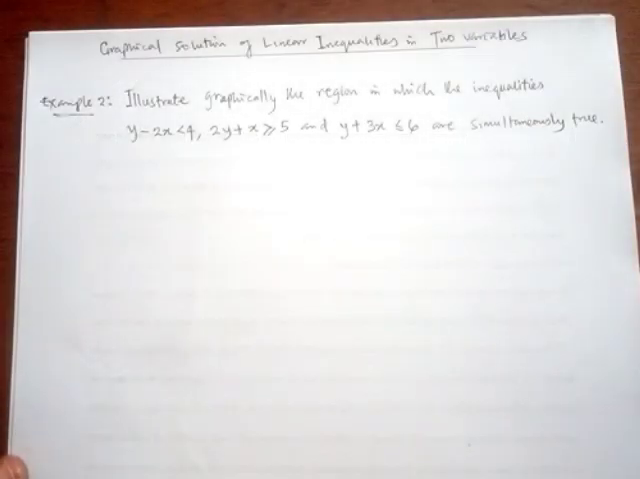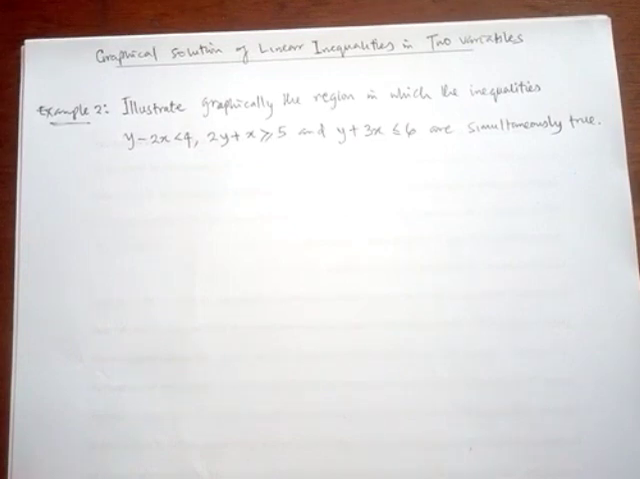In this video, we shall be looking at another example on graphical solution of linear inequalities in two variables. The example given to us says, illustrate graphically the region in which the inequalities y minus 2x less than 4, 2y plus x greater than or equal to 5, and y plus 3x less than or equal to 6 are simultaneously true.